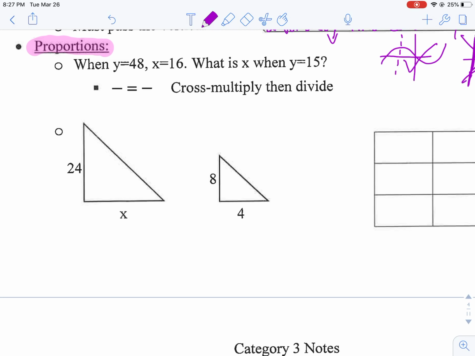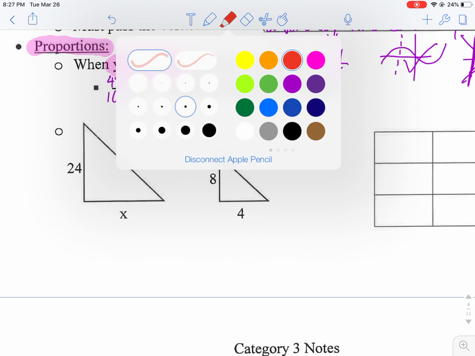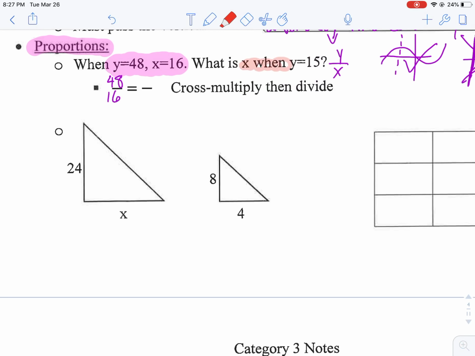And we briefly talked about this. You cover it a lot in 7th grade. The big thing when I'm talking about proportions is to remember that I always set it up y over x. So when it says when y is 48, x equals 16, I'm going to write a proportion 48 over 16. What is x when y is 15? Y goes on top. 15 over x. We are going to cross multiply.